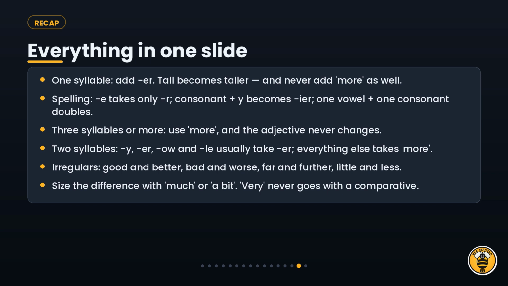2-syllable adjectives are the grey zone. Endings in Y, ER, OW and LE usually take ER, and everything else takes more. Memorize the irregulars because they are the words you will use most. Good and better, bad and worse, far and further, little and less. And finally, size the difference with much or a bit, and remember that very never goes with a comparative.